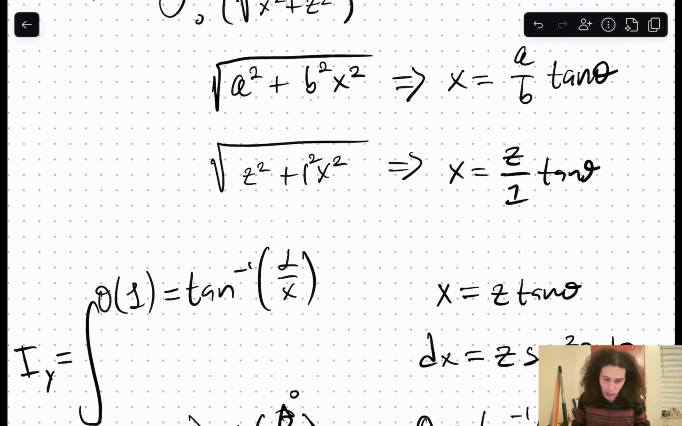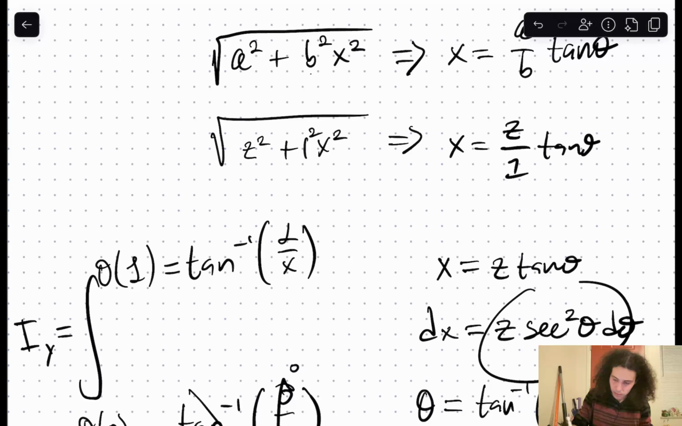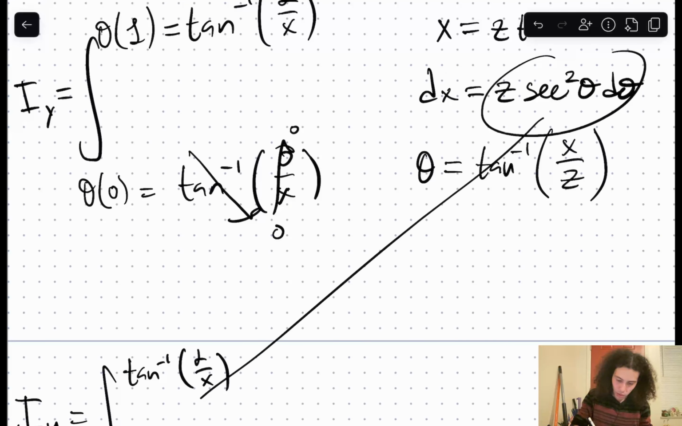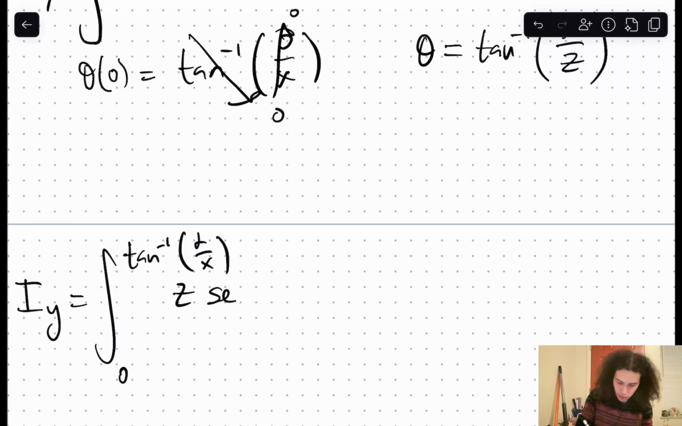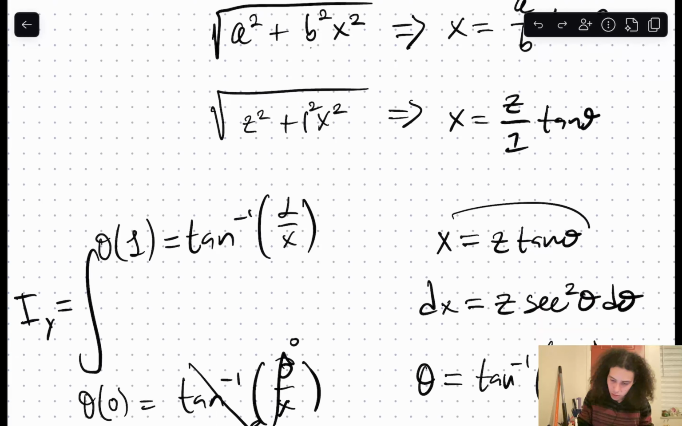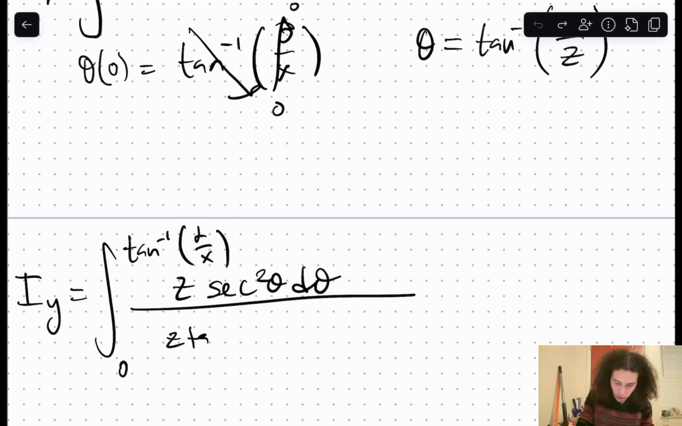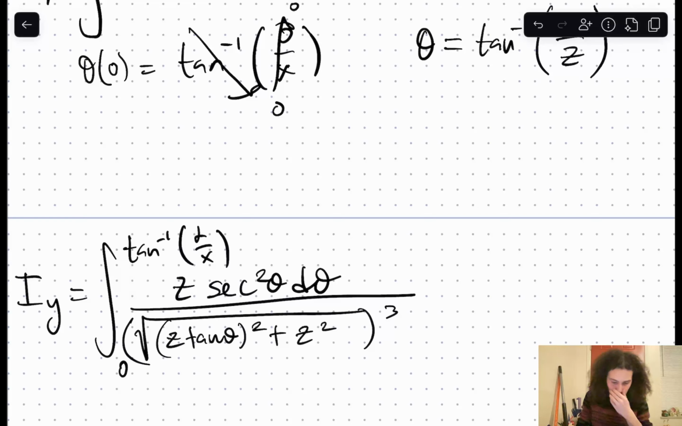And now this dx here is going to turn into this. So let's go ahead and put this guy over here: z secant squared theta d theta over the square root. Okay, I'll put the square root a bit later. We have to substitute this x squared. Instead of putting x squared, we're going to put this to the power of 2 right here. So in the denominator, now we have z tangent theta squared plus z squared, square root to the power of 3.